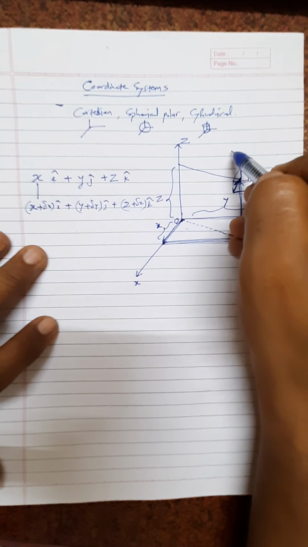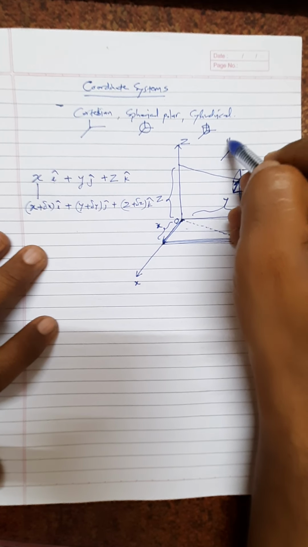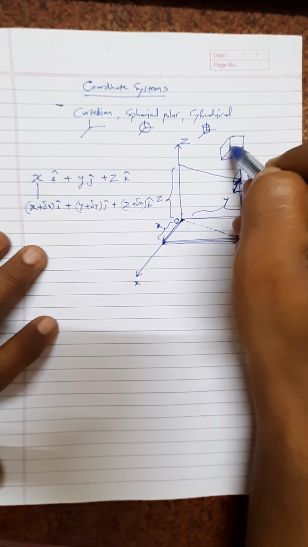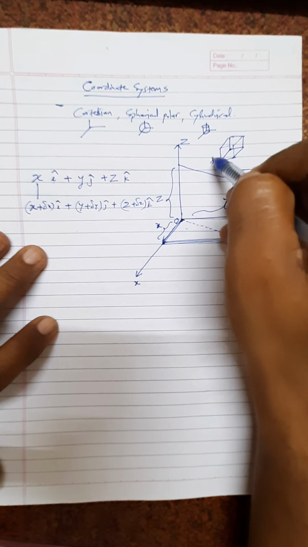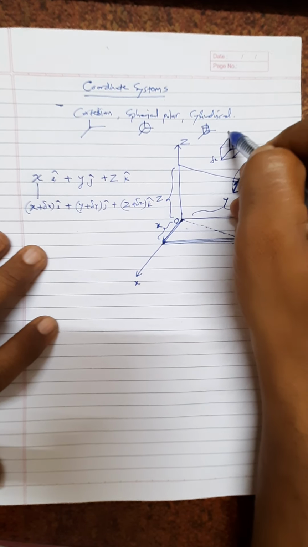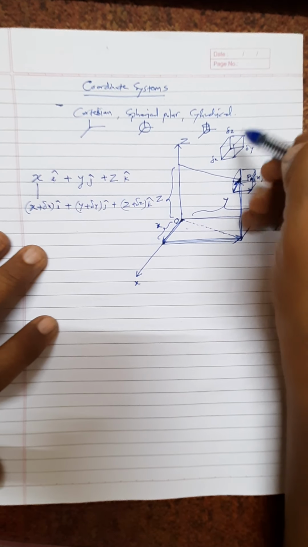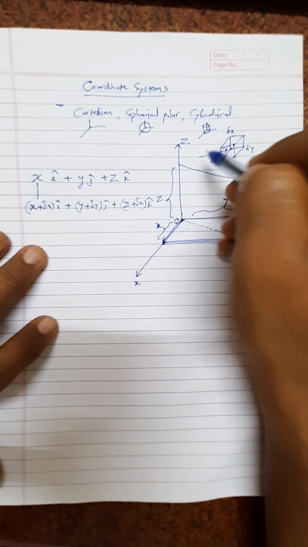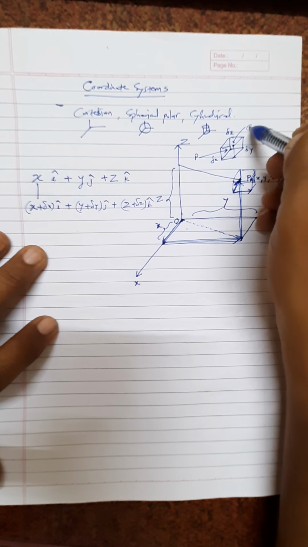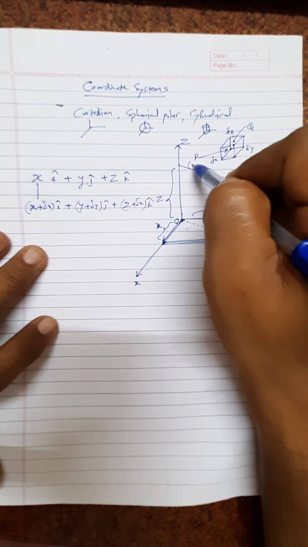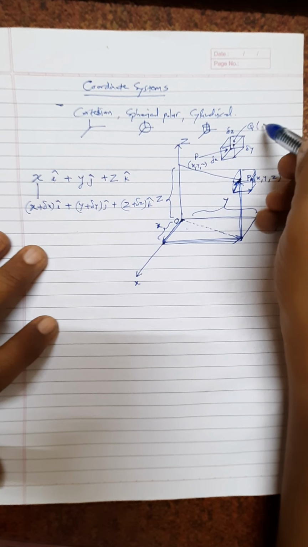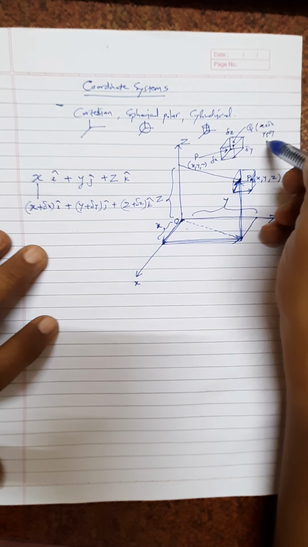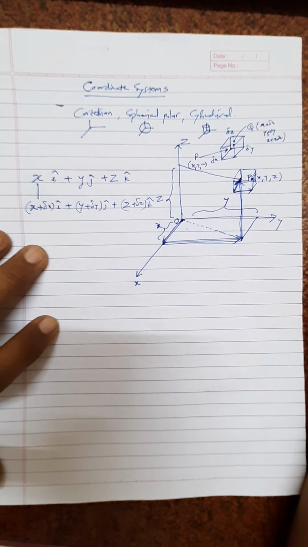Now I can represent the cube separately. This length is delta x, this is delta z, and similarly this is delta y. This will be a cube of length delta x, width delta y, and height delta z. This point is our original point P, and this new point is point Q. Therefore, the coordinates of P are x, y, z, whereas the coordinates of point Q are x plus delta x, y plus delta y, and z plus delta z. Okay.